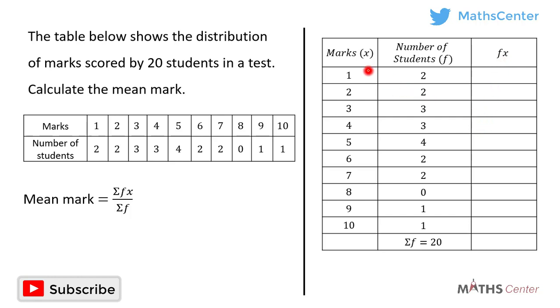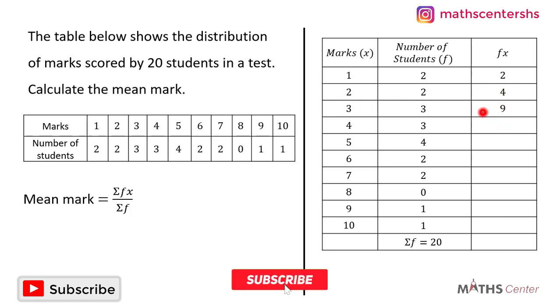The first x value is 1 and the f value is 2. So fx will be 1 times 2. 1 times 2 will give us 2. The next one will be 2 times 2, which will give us 4. The next one is 3 times 3, which will give us 9. The next one is 4 times 3, which will give us 12.